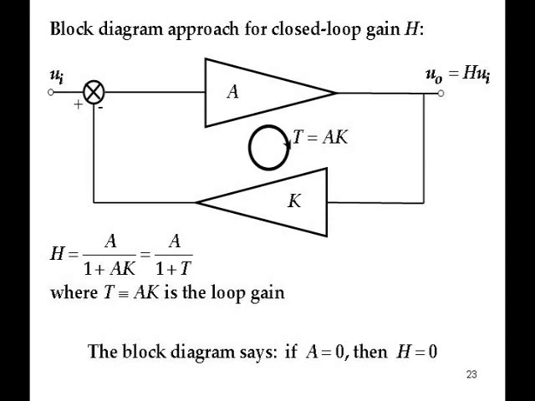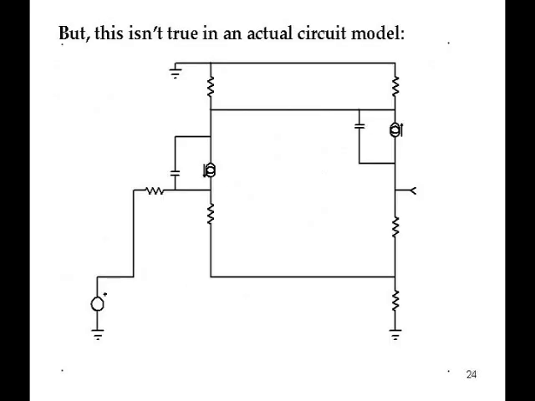Because it says, if A goes to 0, then H goes to 0. That's what the formula says. A being the forward gain of the amplifier. But you know, in any practical circuit, here's this same two-stage one again, that isn't true. Because if you yank the second transistor out of the socket, for example, then that makes the A go to 0. That's the forward path. But the input signal can still go from the signal source through the feedback path backwards and arrive at the output, giving you a non-zero output, even though the forward path gain is 0. So right from the get-go, that block diagram is wrong.